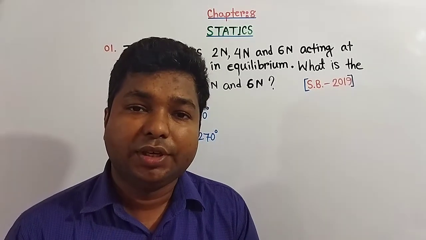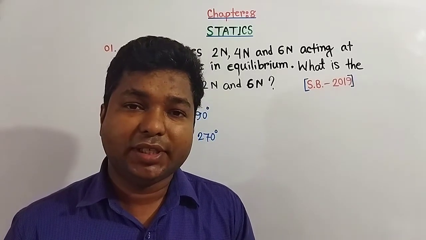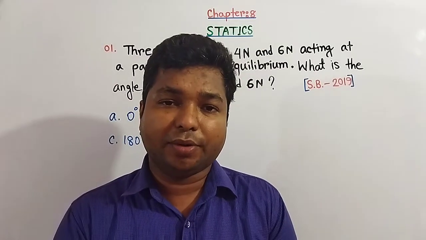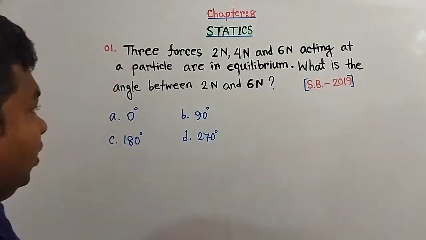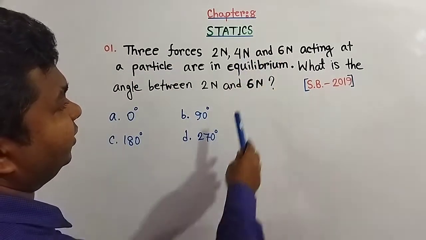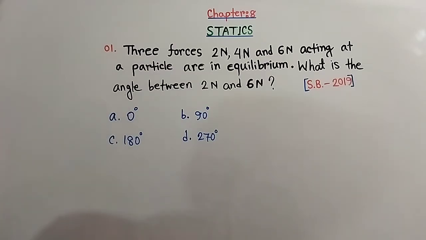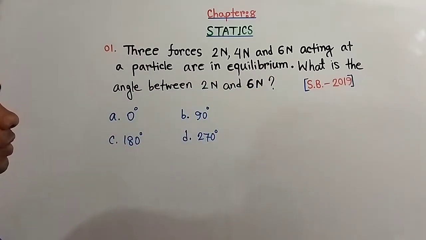My dear students, today we discuss Chapter 8 Statistics. In this class, we discuss only the MCQ part of the chapter. So, our first MCQ, question number 1: three forces, 2 Newton, 4 Newton and 6 Newton, acting at a particle are in equilibrium. Now, the question is, what is the angle between 2 Newton and 6 Newton?